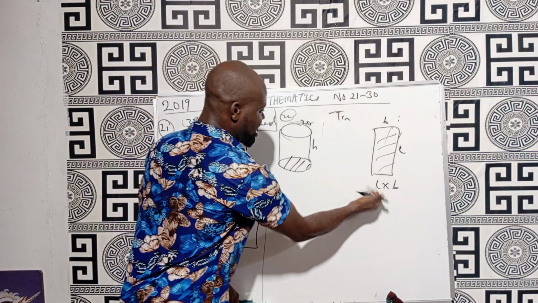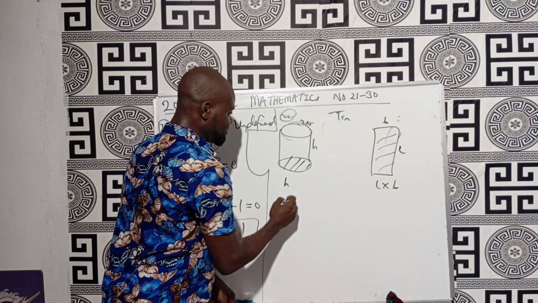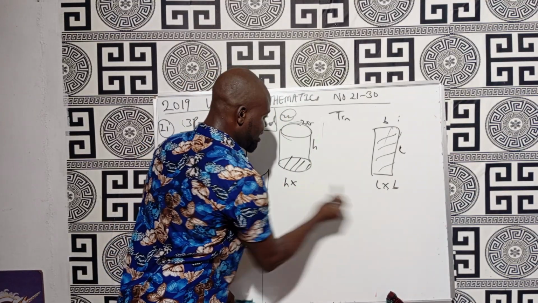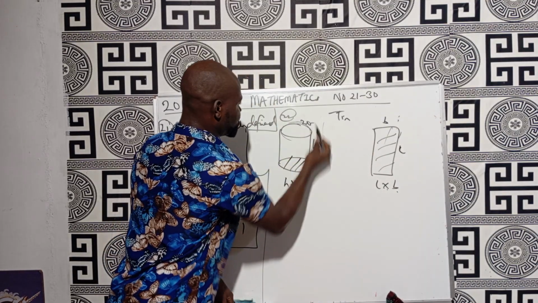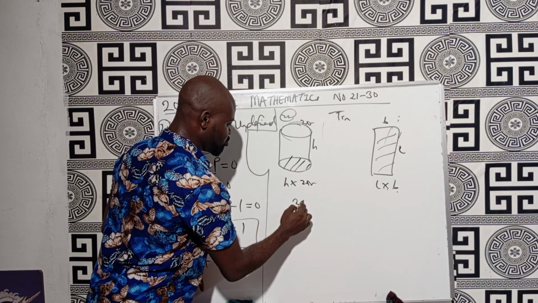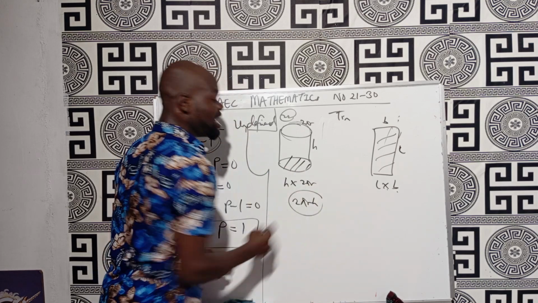Following the area, length times breadth: this is my length, my length is my height, and my breadth is my 2 pi r. When you multiply, you get what? 2 pi r h. So this is one of the areas.